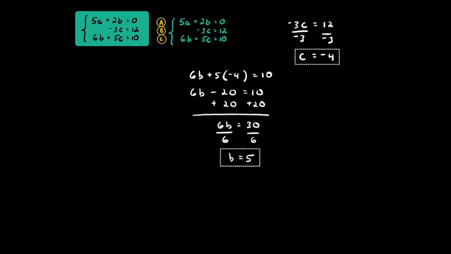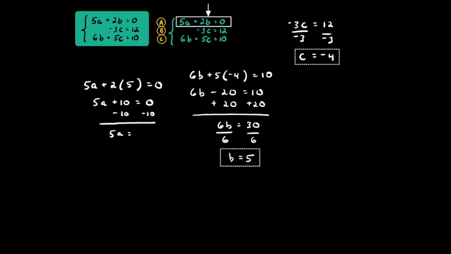Now that we have b and c, we just have to solve for a. We're going to use equation A because it's the only equation that has a in it. There's only two variables in equation A, and we already know what one of them is. We're going to substitute 5 in for b. Substituting in, we're going to get 5a plus 2 times 5 is equal to 0. Since 2 times 5 is 10, we're going to get 5a plus 10 is equal to 0. Subtracting 10 from both sides, we're going to get 5a is equal to negative 10. 5a divided by 5 is going to be a, and negative 10 divided by 5 is going to equal negative 2.